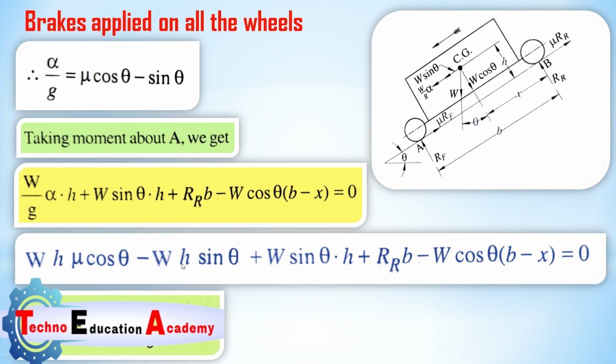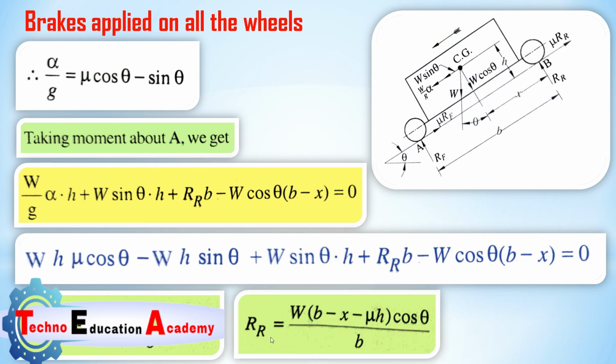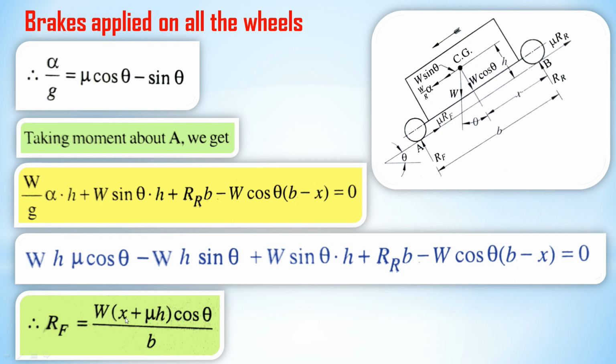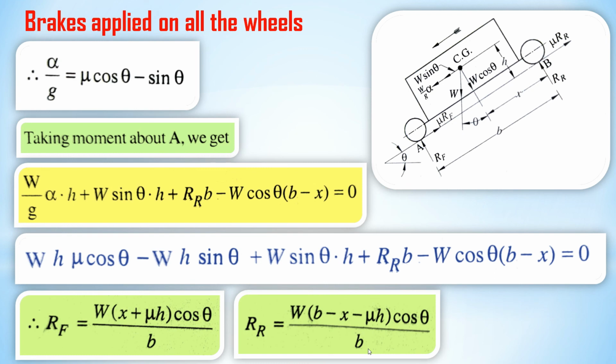In this equation, you can see that minus Wh sin theta and plus Wh sin theta cancel out. Making Rr the subject and simplifying further, we get the value of Rr: Rr equals W in bracket B minus x minus mu h cos theta, divided by B. And when we put the value in the equation of sigma vertical, Rf equals W in bracket x plus mu h cos theta, divided by B. So these are the equations of forces for different conditions of brakes applied on the wheels.